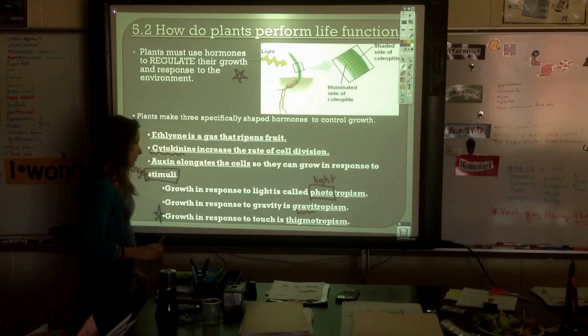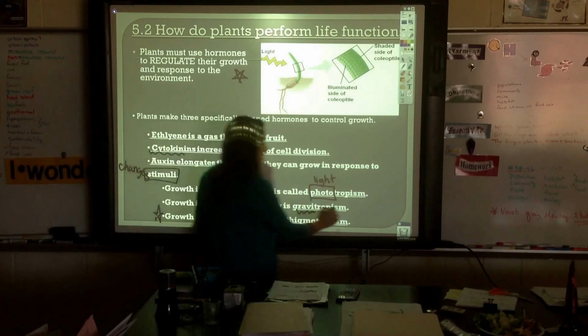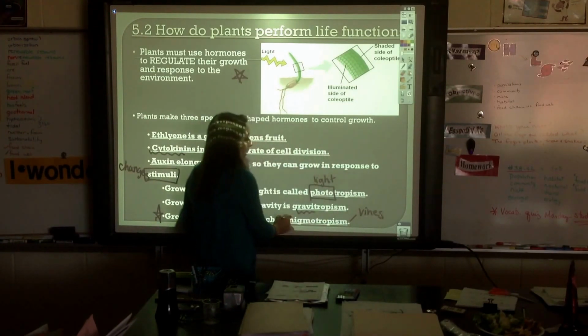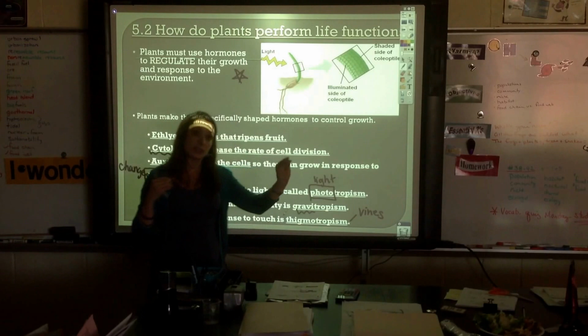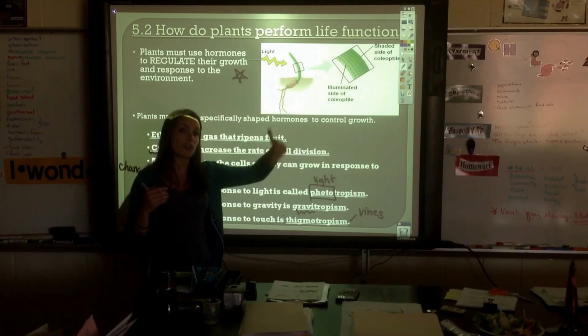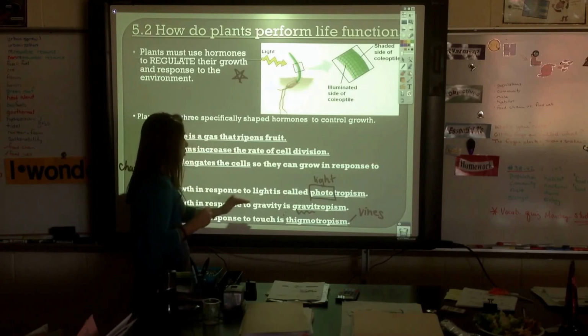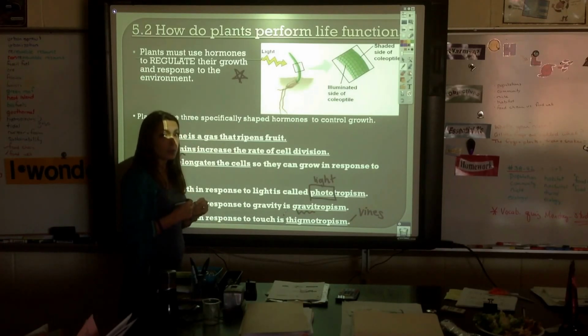Thigmotropism is growth in response to touch. Next to this, if you'll write vines. Vines have really flexible stems, so they can grow around and up an object. And so vines show what is called thigmotropism.